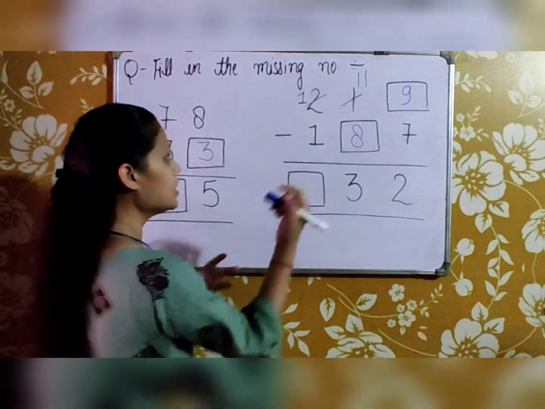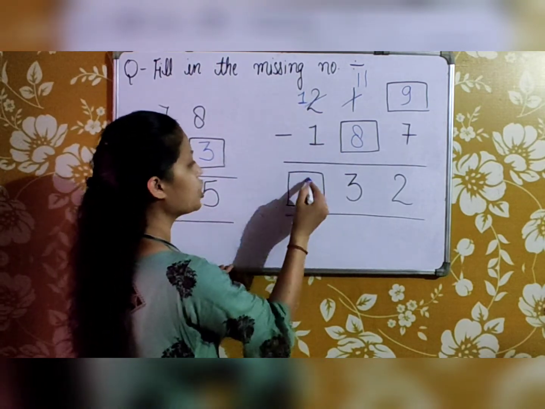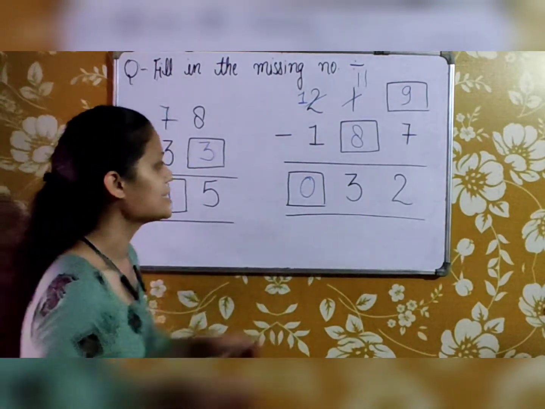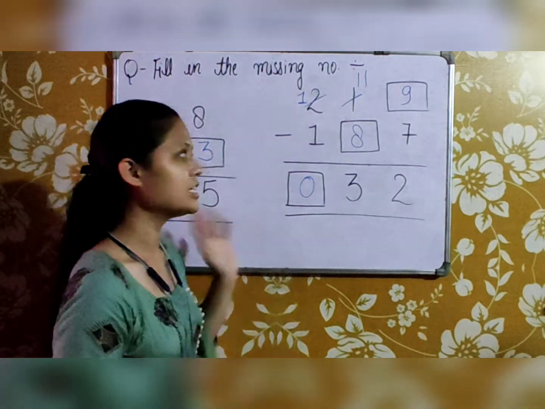Similarly, now, what will come here? 1 minus 1 is 0. So the answer is 32. This is how we do these questions.